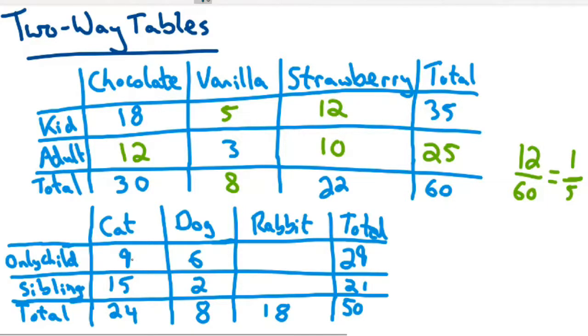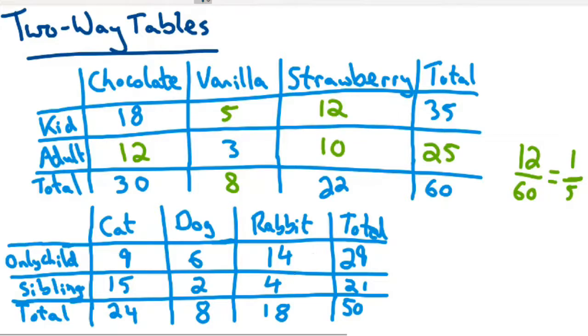If 9 only children have a cat, and 6 only children have dogs, that's 15. 10 people have rabbits, that's going to be 14. And therefore this gap, which yes we could have done before the 14, leaves us with a 4, whether you're looking at the column or the row.